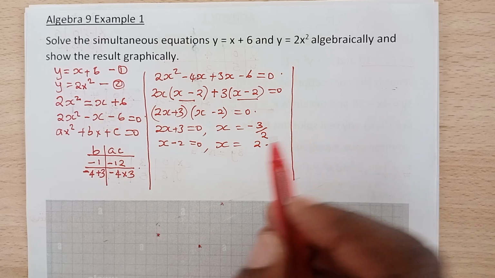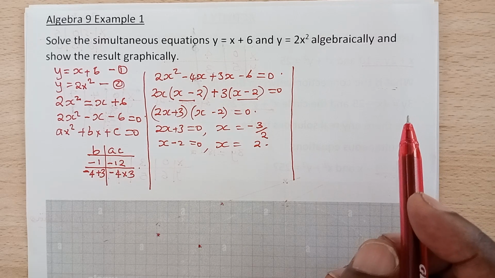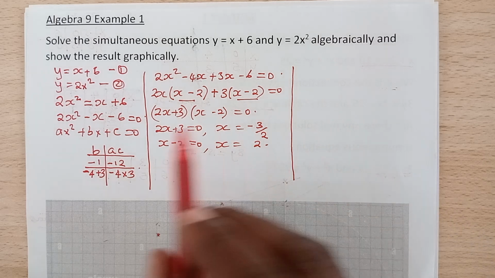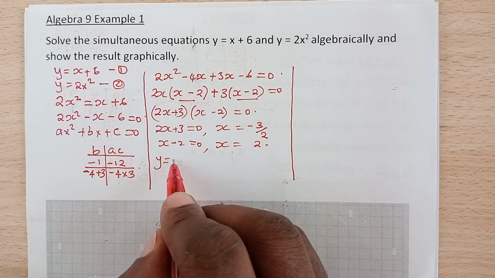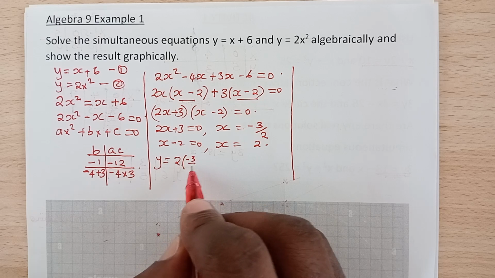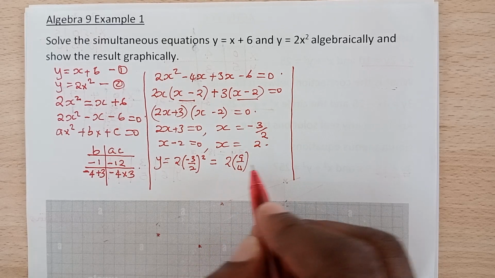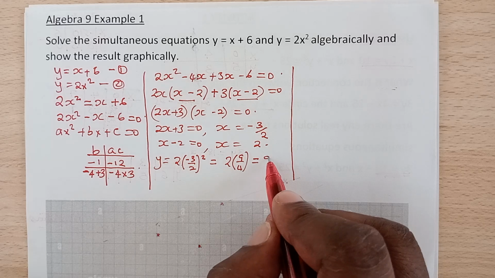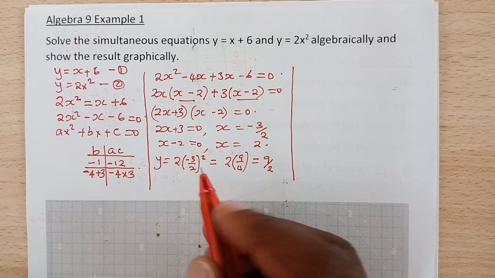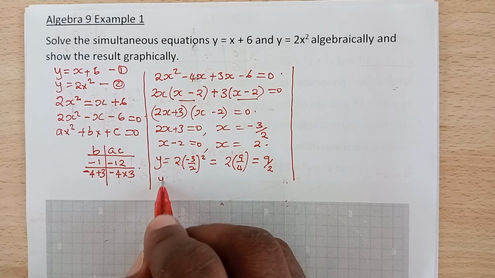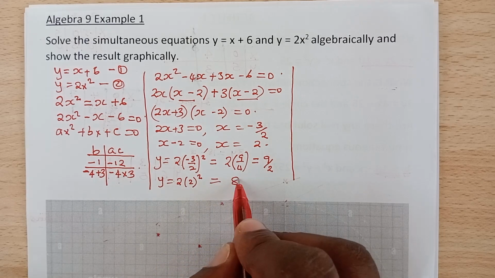We now just need to substitute these solutions in any of the original equations. Let's talk about equation 1 or equation 2. When x is minus 3 over 2, y equals 2 multiplied by minus 3 over 2 squared, which is 9 over 4, and by 2 and by 2, which is 9 over 2, or rather 4 and a half. When x is 2, y equals 2 times 2 squared. This is 4 times 2, which equals 8.